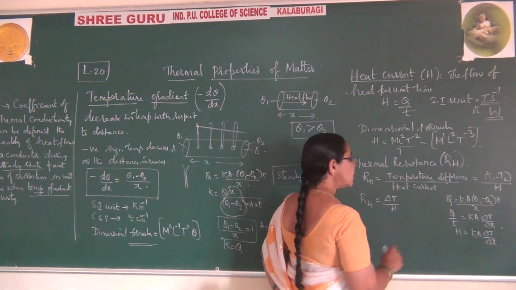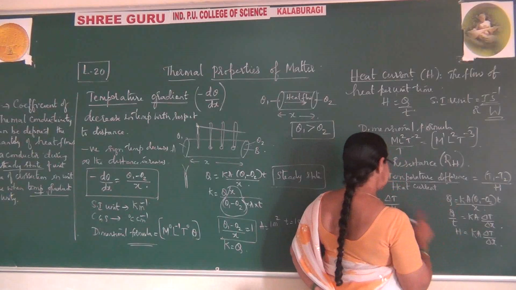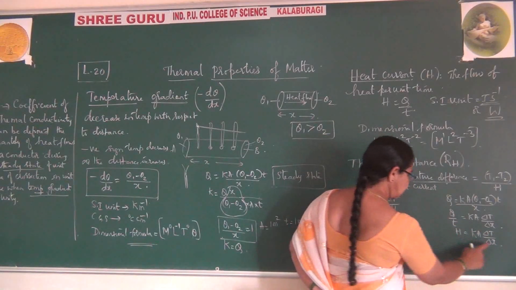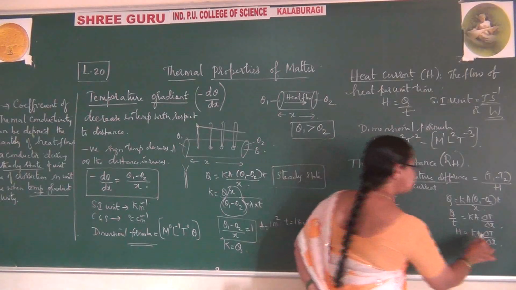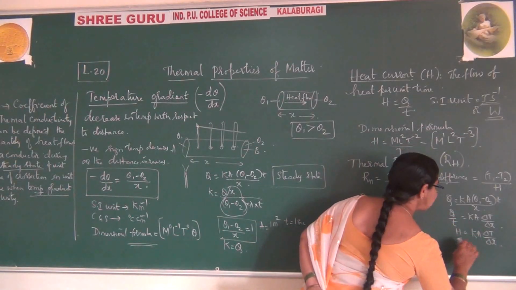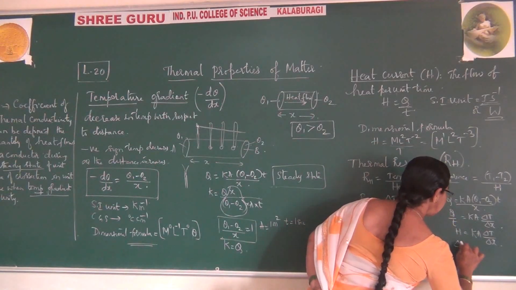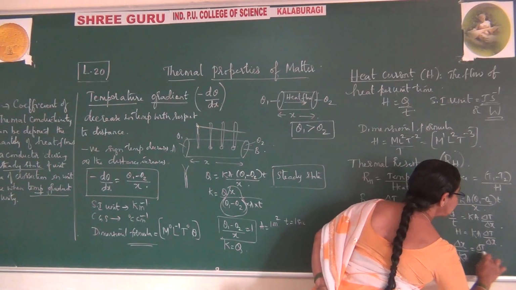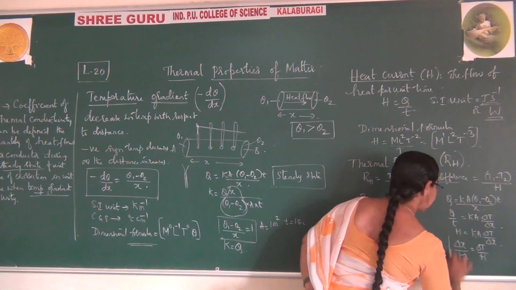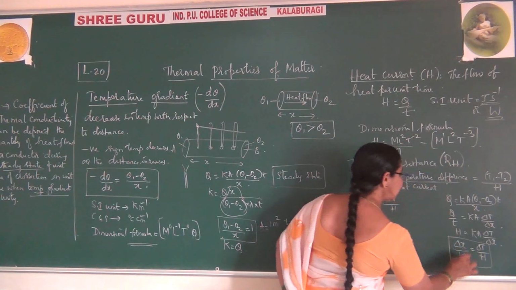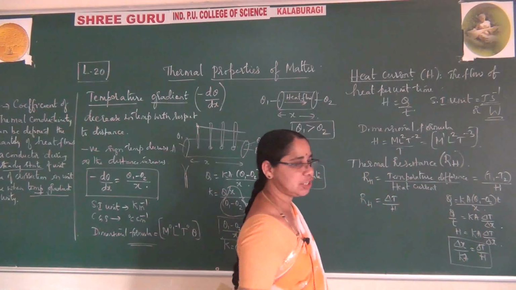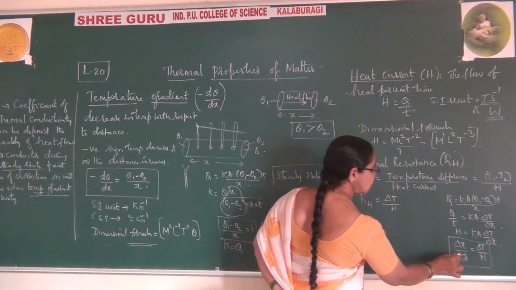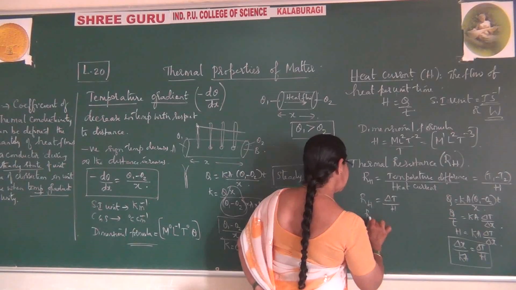Okay. Now I want to write delta T by H. I take H to the denominator. What happens here? This delta X comes here. So at that time I can write delta X by Ka is equal to delta T by H. Delta X by K is equal to delta T by H. So this can be written as delta T by H is equal to delta X by K.